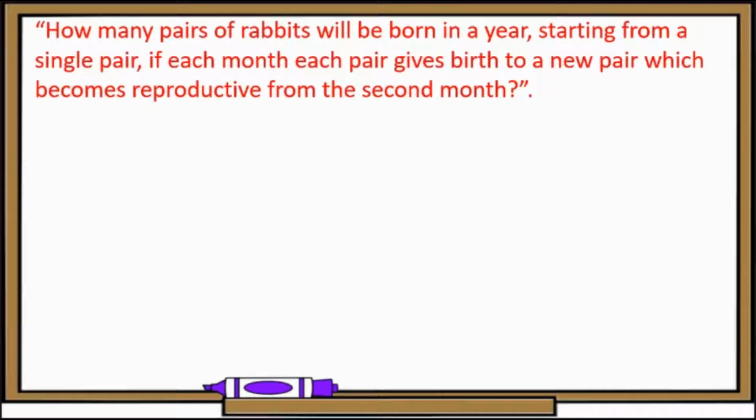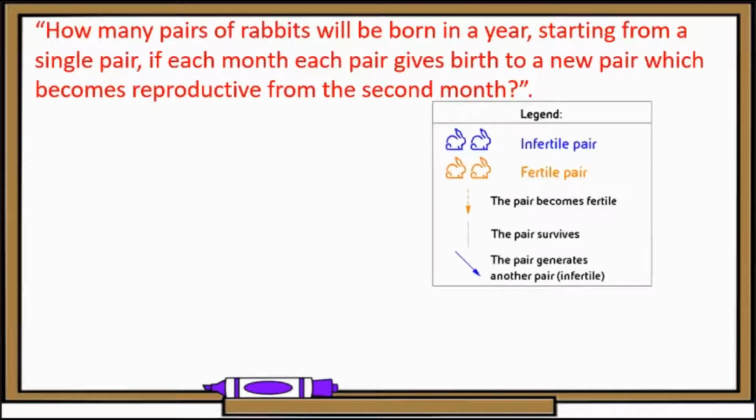Let's follow the legend below to answer the problem. The infertile pair is represented by the blue pair of rabbits, the fertile pair by yellow. The yellow arrow denotes that the infertile ones become ready for mating. The broken lines are for surviving pairs, and the blue arrow is for pairs that generate another pair, to map the new pairs to their parents.